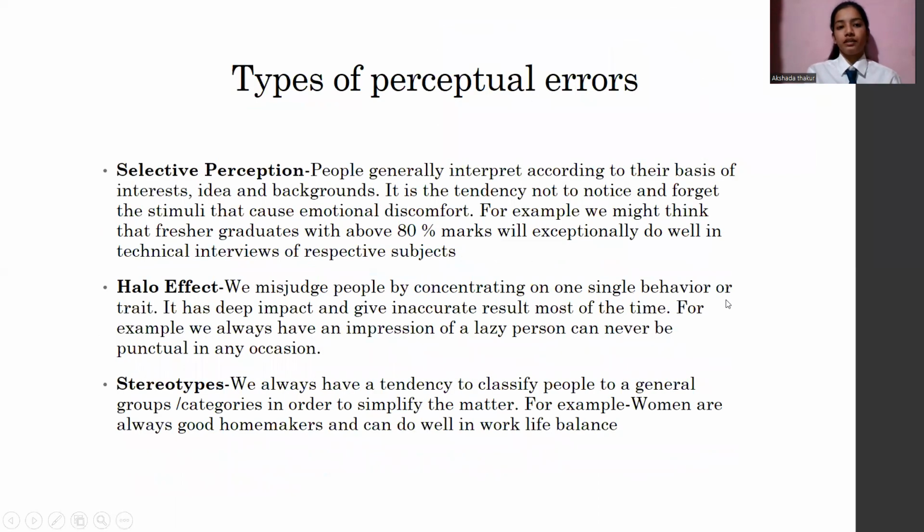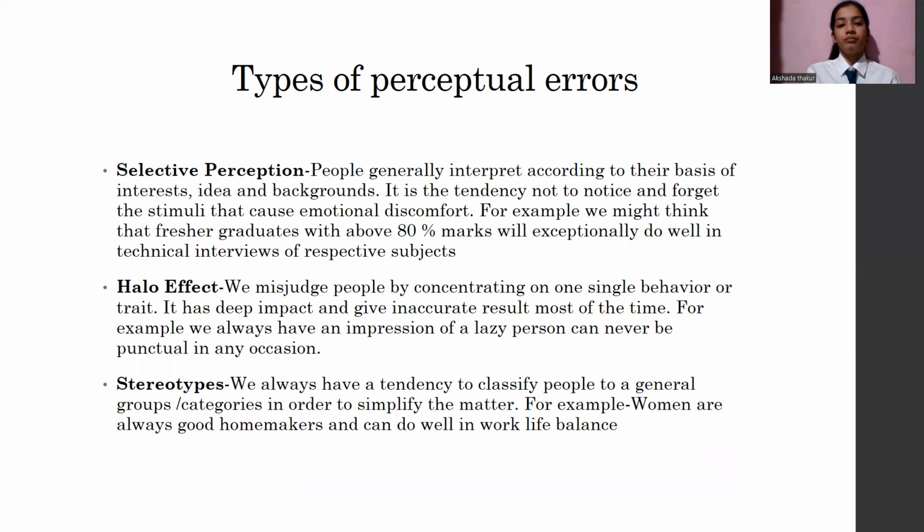Types of perceptual errors. Selective perception. People generally interpret according to their interest, ideas, and backgrounds. It is a tendency not to notice and to forget the stimuli that cause emotional discomfort. For example, we might think that fresher graduates with above 80% marks will do exceptionally well in technical interviews in their respective subjects.